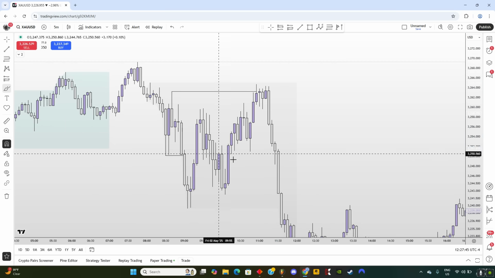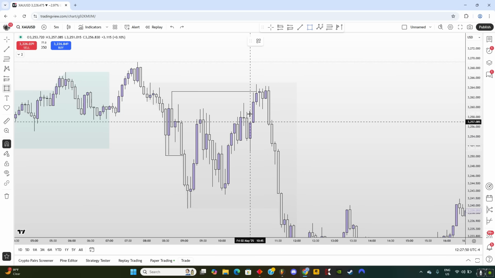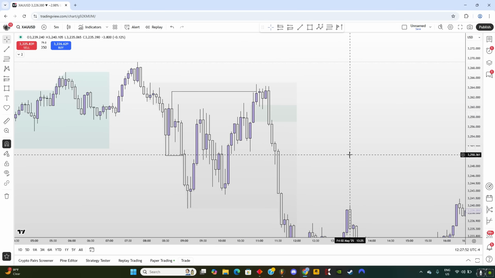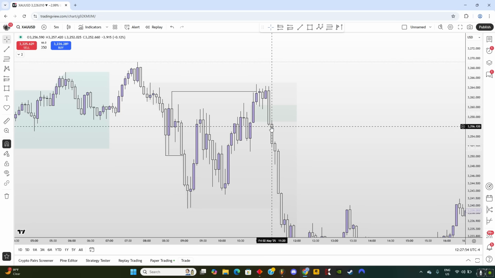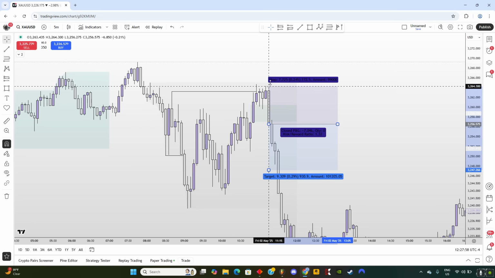Now also, from this dealing range low to this dealing range high, what we have is a fair value gap right here. Very clean stuff. Also, we are taking this trade during kill zone hours. So this would have been your entry. And look at that beautiful move.